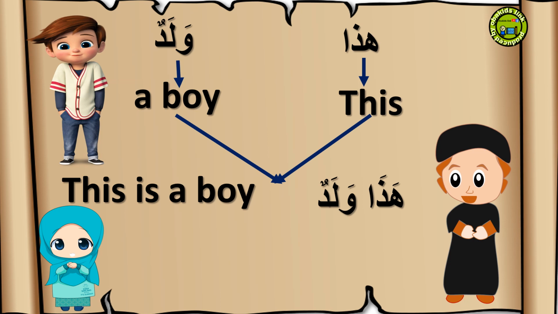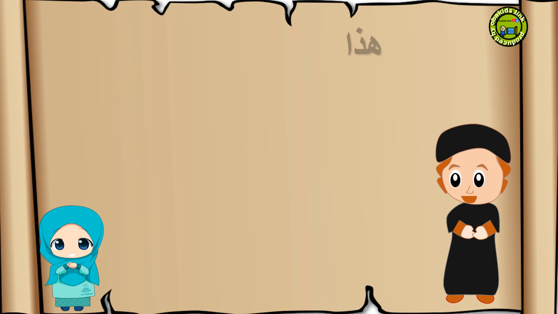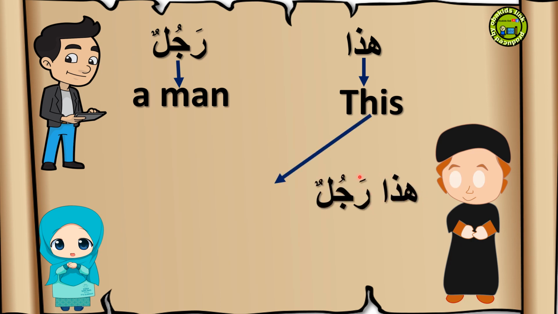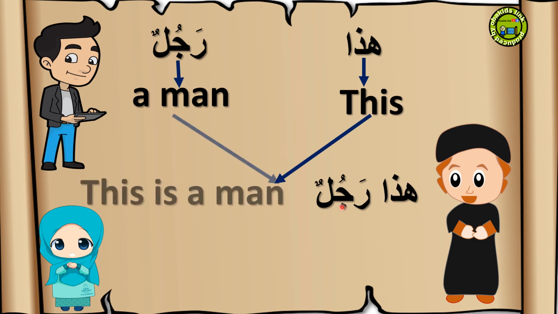Let us move on to another example. This is هذا. هذا means this. This is رجل. رجل means a man. Now if we combine هذا and رجل together, it makes هذا رجل. Say after me. هذا رجل. Which means this is a man.